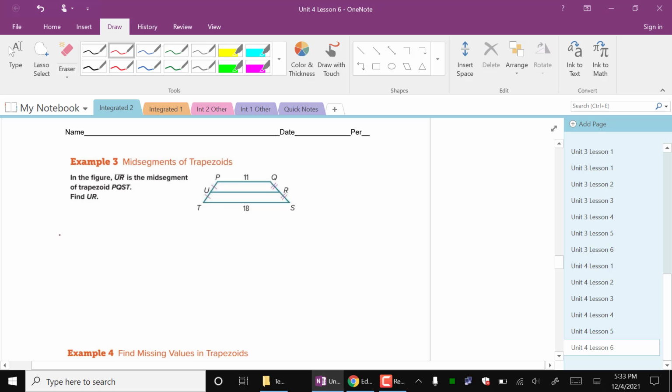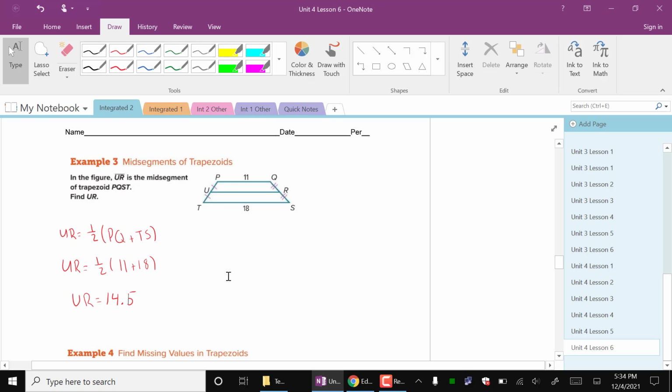So we want to find UR, which is that mid-segment. That's going to equal 1/2 the sum of the top, PQ, plus the bottom, PQ plus TS. We know what PQ is, that's 11, TS is 18. So UR is going to equal 1/2 of 11 plus 18. That's going to give me 29. So UR equals 14.5. Again, this is based off theorem 2.24.